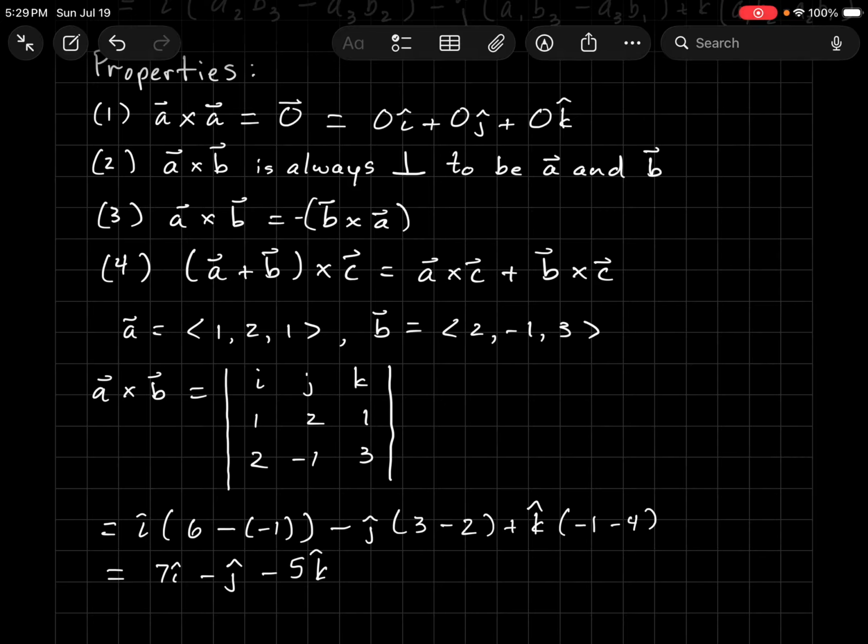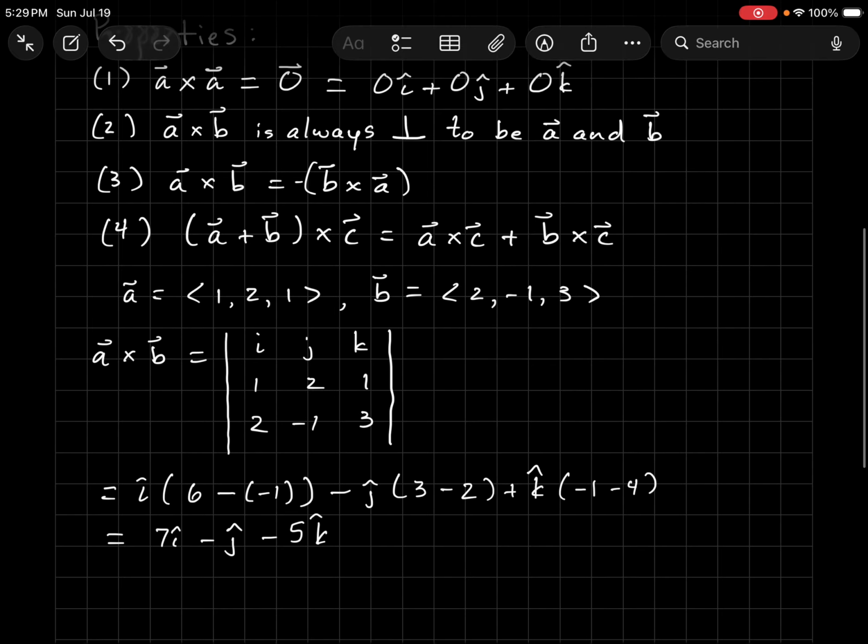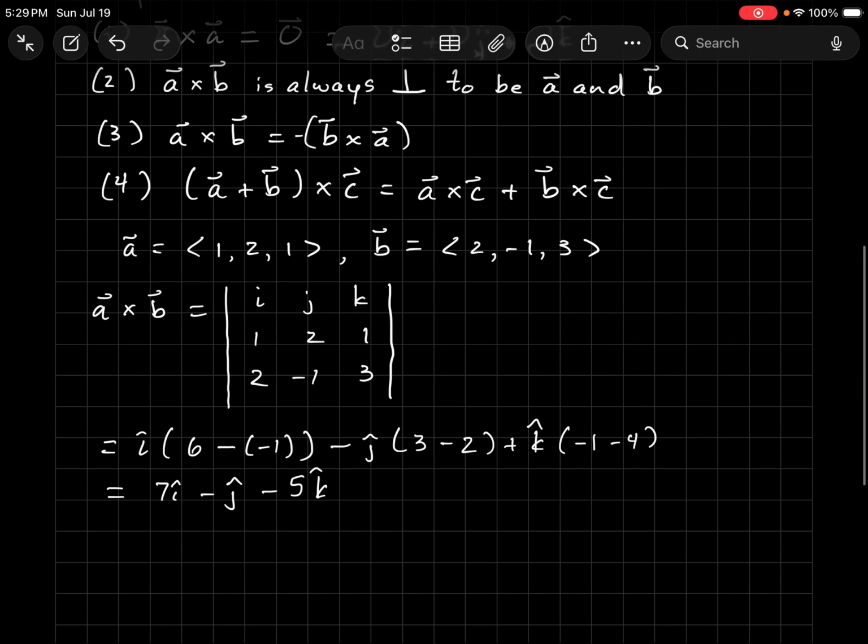Now, I'm not going to prove property number 2, but let's take a look at it and see that it certainly works in this case. Property 2 says A cross B is perpendicular to both A and B. So how would I show that A cross B, and let me rename that, I'll call it vector V just to make it a little simpler, is perpendicular to A?